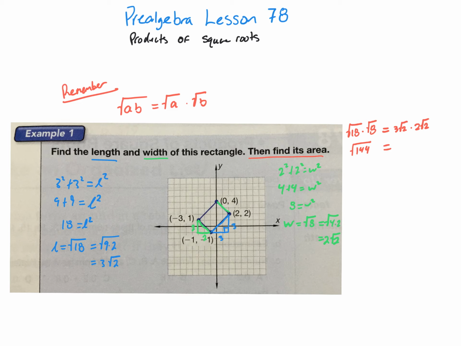Rearranging this, 3 times the 2 is 6, and this is going to be the square root of 4. Well, the square root of 144 is 12. The square root of 4 is 2, so it's going to be 6 times 2, which is 12. So the area is going to equal 12 units squared.